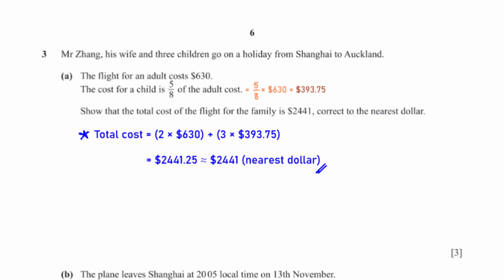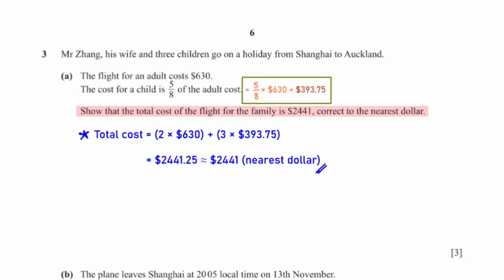Mr. Zhang, his wife, and 3 children go on a holiday from Shanghai to Oakland. The flight for an adult costs $630. The cost for a child is 5/8 of the adult's cost. Show that the total cost of the flight for the family is $2,441, correct to the nearest dollar.